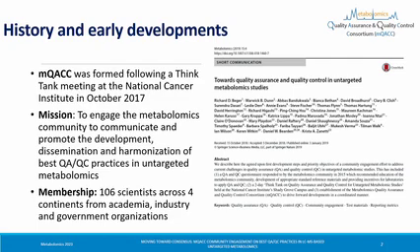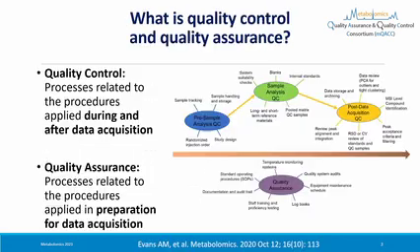Currently we have over 100 members from 4 continents, and they're representing a variety of academic, industrial, and governmental organizations. And if you are interested, there was a white paper that was published in Metabolomics in 2019 that described both the think tank and the formation of the consortium.